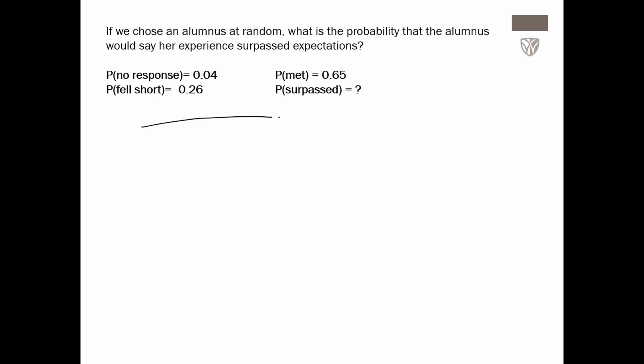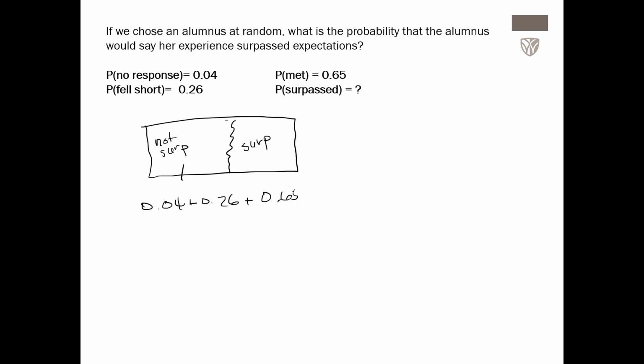And we could think about dividing the probability space up this way, right? We have all of these different options that were anything but surpassed expectations, and then we have surpassed. So we have not surpassed versus surpassed. The probability of not surpassing our expectations would just be the sum of the probabilities that we have up here. So the probability of not surpassing expectations would be 0.04 plus 0.26 plus 0.65. And if we add those values up, that would give us 0.95.